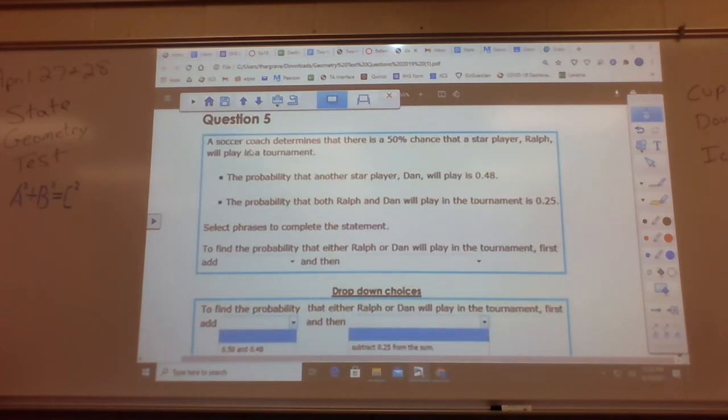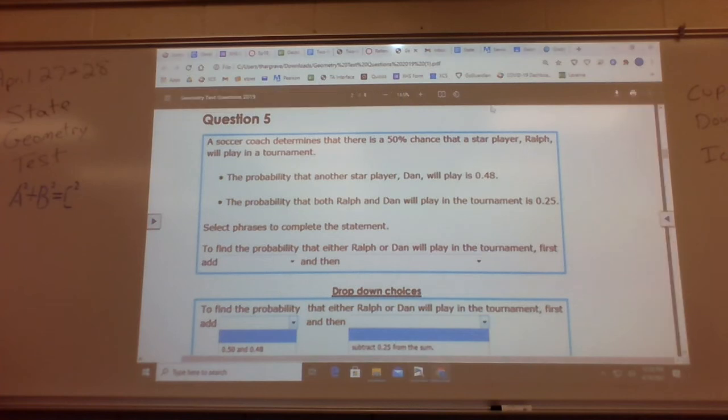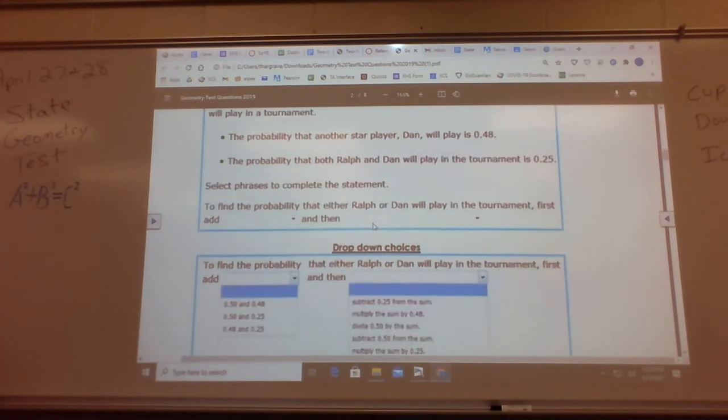A soccer coach determined that there's a 50% chance that star player Ralph will play in a tournament. The probability that another star player, Dan, will play is 0.48. The probability that both Ralph and Dan will play in the tournament is 0.25. Select phrases to complete the statement. So we got kind of a drop-down thing going on here.